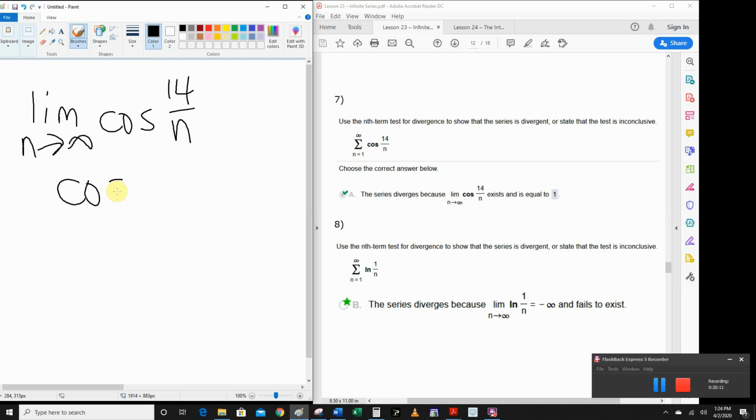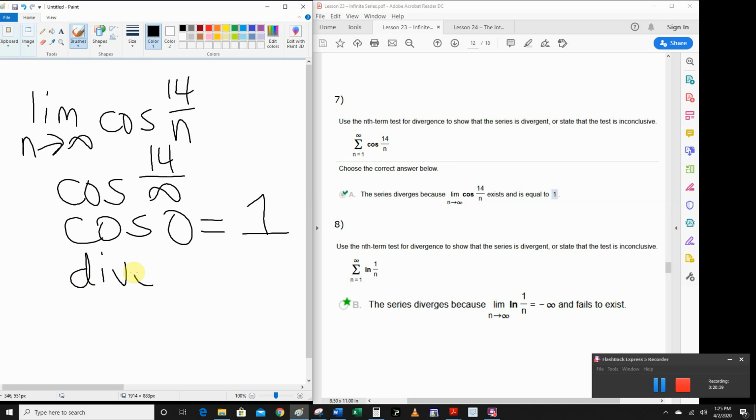In place of n, plug in infinity. Any number over infinity, or a very, very large number, gets very, very close to 0. So we have cosine 0, which is 1. Per the nth term test, if we get anything other than 0 for our limit, or the limit fails to exist, then our series diverges.